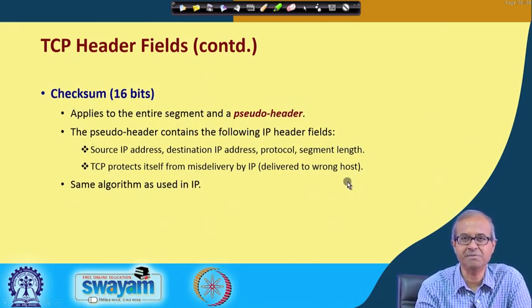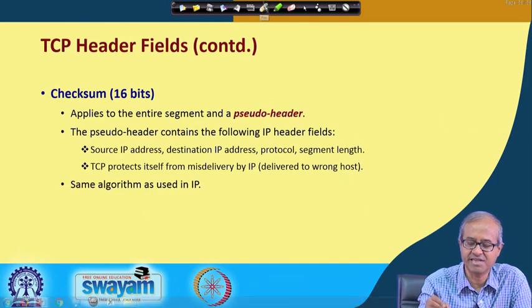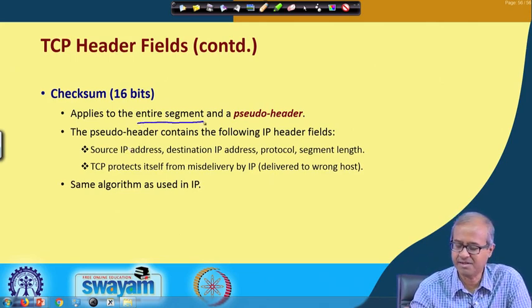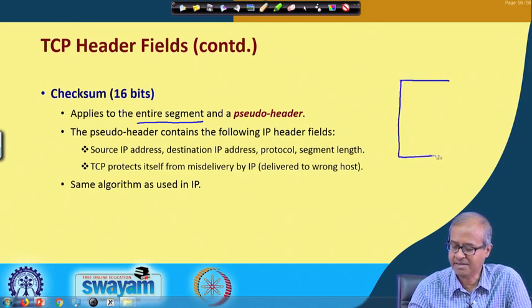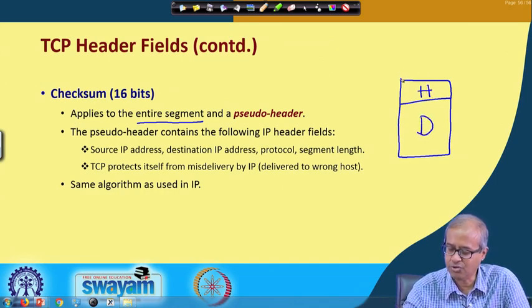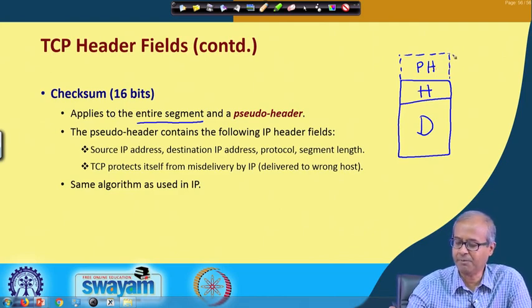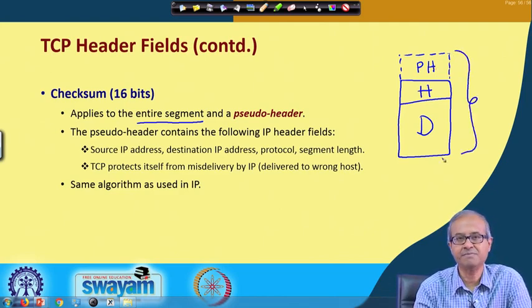And finally, there is a checksum. Checksum is used for error correction, and this checksum is applied not only for the header, but for the entire data segment. Like in the TCP protocol, you have the header, you have the data, and there is also something called a pseudo header. This checksum is applied to the entire part of it.